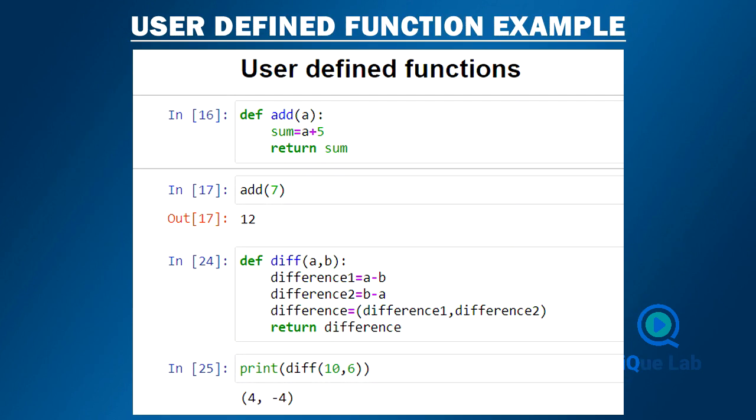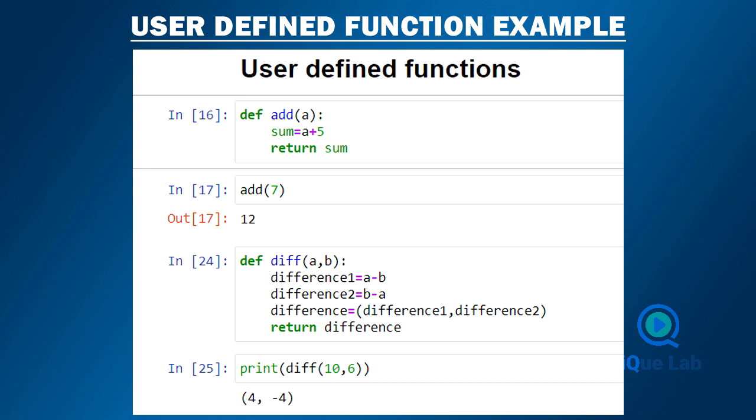Let's create our first function. Use def to create the function, and I named the function add and gave the argument as a. Don't forget to put the colon. Now let's define sum equals a plus 5, and in the return statement we gave return sum. Now we are just calling the function using the function name we already provided. Now run the code, add(7), and we get the output as 12.